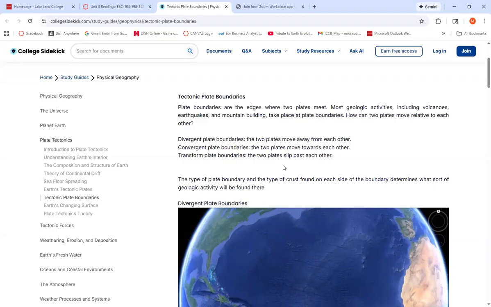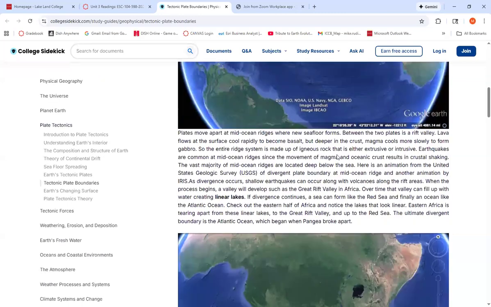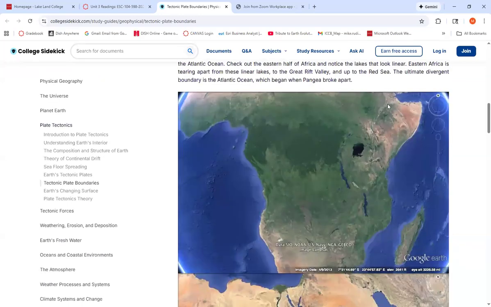And so transform boundaries are where we actually see two plates sliding by one another, and these are often famous for earthquake activity like the San Andreas fault line. When you look at a globe, we can actually see Africa is going to be an area that is breaking up, and these lakes in the middle of Africa are forming as Africa is splitting into two separate continents.